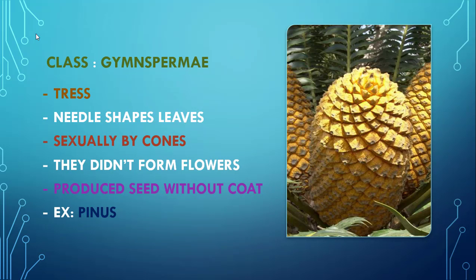The next class is Gymnospermae. Most of these plants are trees, and few of them are shrubs. They carry needle-shaped leaves. They are differentiated into male and female, so their reproduction type is sexual. They don't produce flowers, and they produce seeds without a coat. The example is pine.